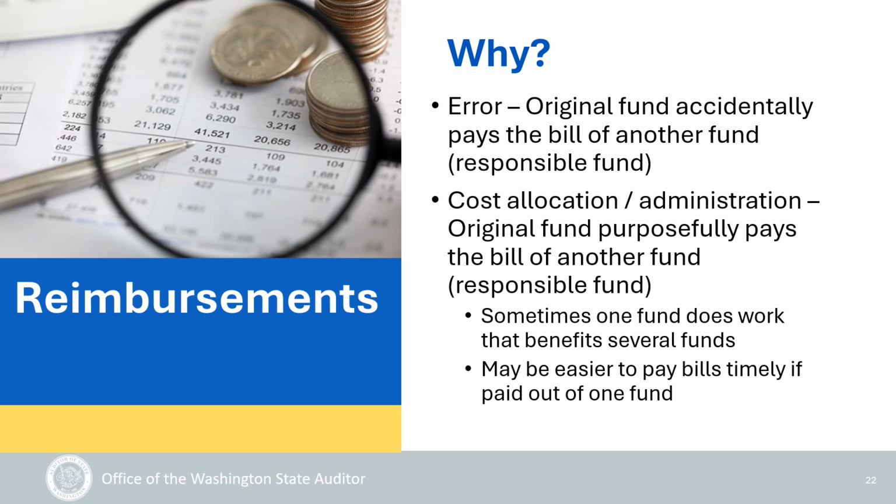Sometimes when it comes to paying bills to external vendors, it might just be easier to cut one check from one fund and then have the other funds reimburse the original fund. You can think of interfund reimbursements as an accounting mechanism to get the expense or expenditure reported in the correct fund. Let's look at an example.